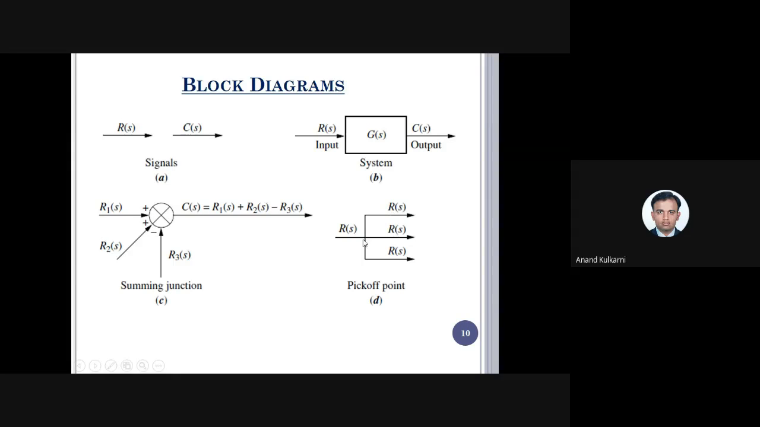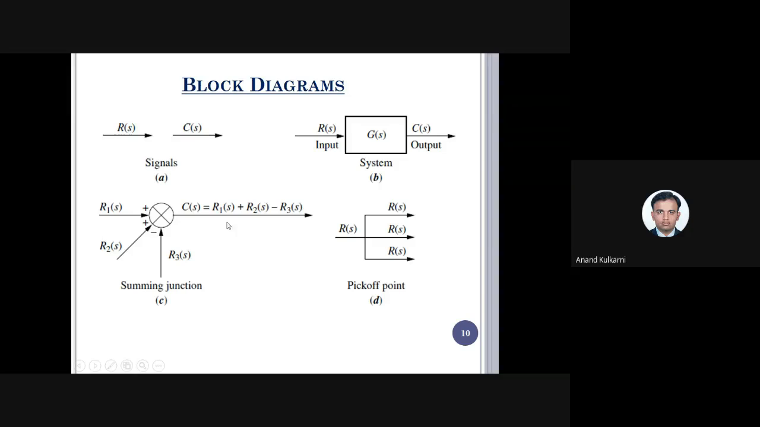So there is one pole, or nothing but one line. From that line, if I connect at 3 different points, these are nothing but the signals which are coming for this. That point is called a pick-off point. A pick-off point is nothing but the point where the signal gets bifurcated, but the intensity or the value does not change. Whereas in the case of a summing point, the input signals that are coming get added up.